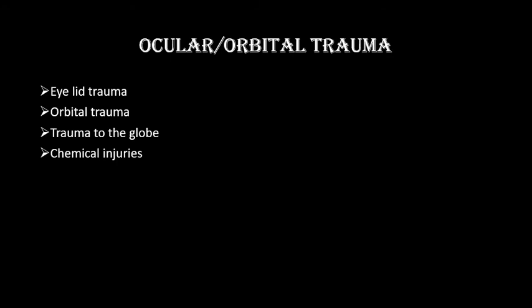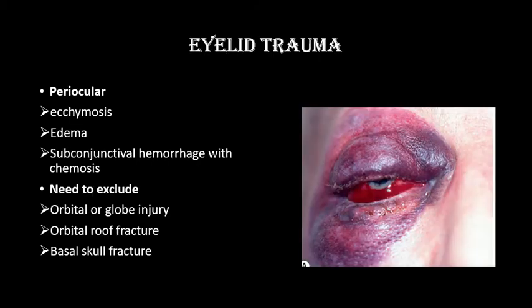Ocular or orbital trauma can be subdivided into eyelid trauma, orbital trauma, trauma to the globe, and chemical injuries. First of all, we are going to discuss eyelid trauma. Eyelid trauma is primarily associated with periocular signs like ecchymosis. There is subcutaneous collection of blood, and there is edema. You can see the swelling here, and there is associated subconjunctival hemorrhage and chemosis.